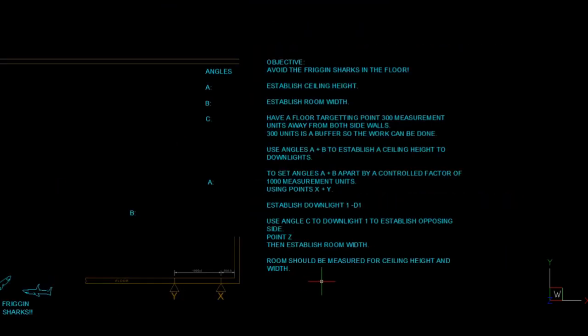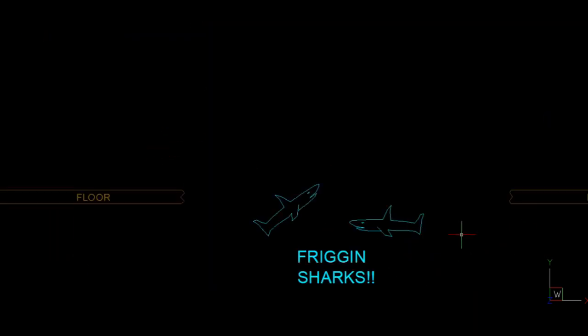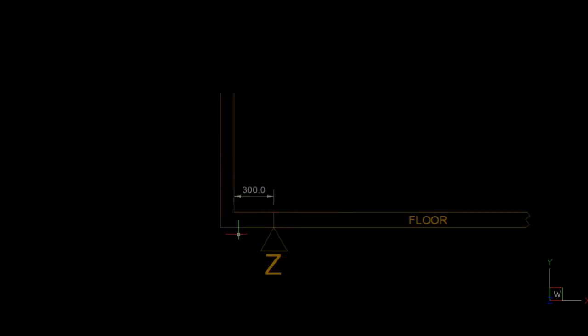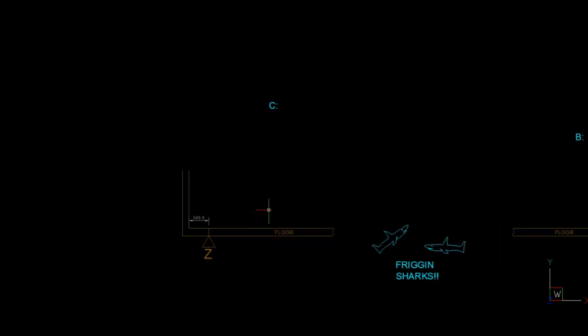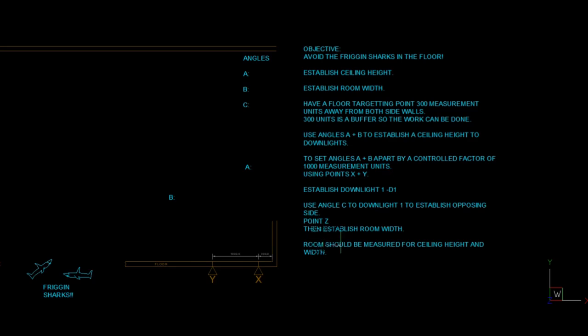Now, establish the position of downlight 1. Use angle C to downlight 1 to establish the opposing side, point Z, and then establish the room width. So, as you can see here, got a gaping hole in the floor, got freaking sharks in the center, right? Now I've set this point Z on the opposing side with another 300 mil of units in a buffer on the side there. And so angle C will come back, and we'll be able to hopefully measure the width of this room and set it up.